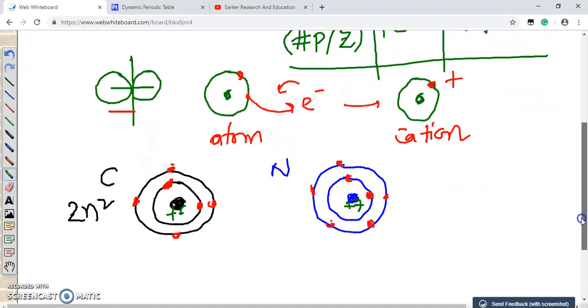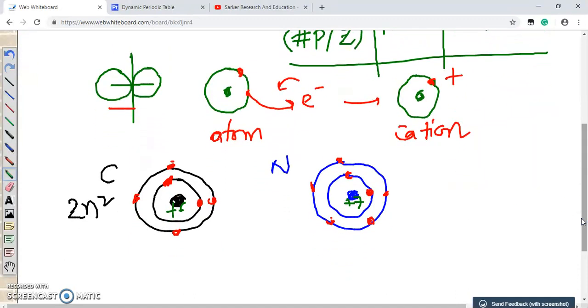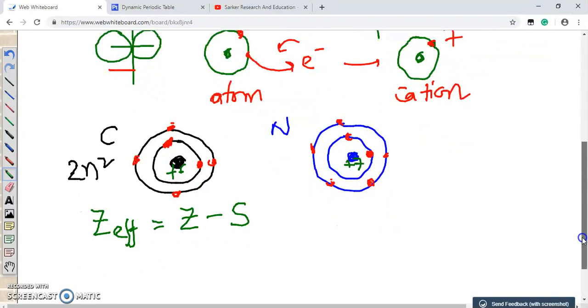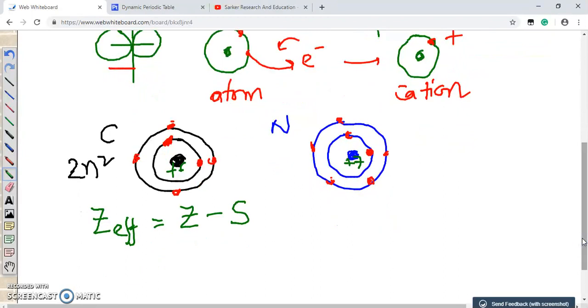and we can actually quantify it, which is called the Z effective. Z effective is the effective nuclear charge, given as Z, the nuclear charge, minus S, where S is the number of core electrons. So let us find out the Z effective for carbon and nitrogen. For carbon, the Z effective is plus 6 and they have 2 core electrons, so this is plus 4.